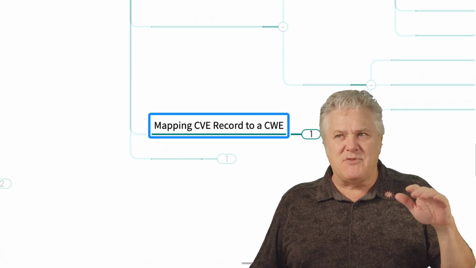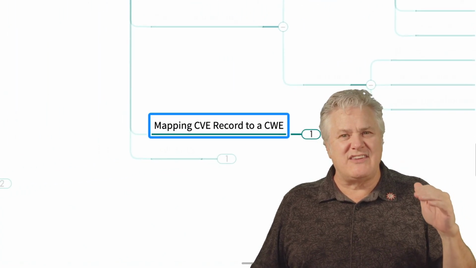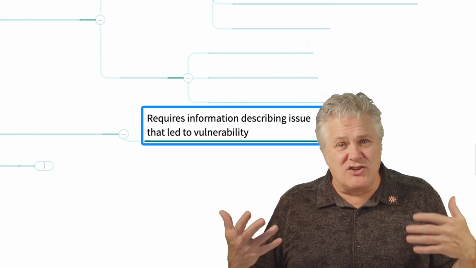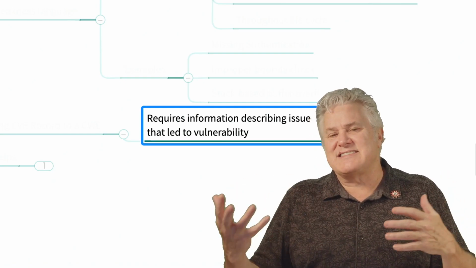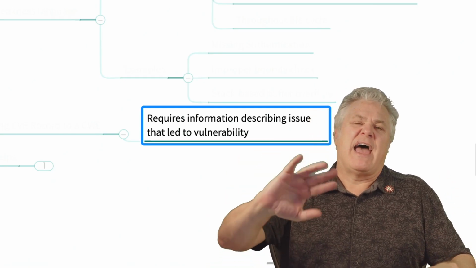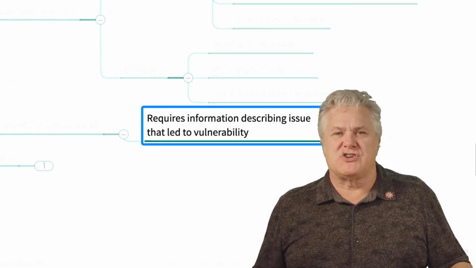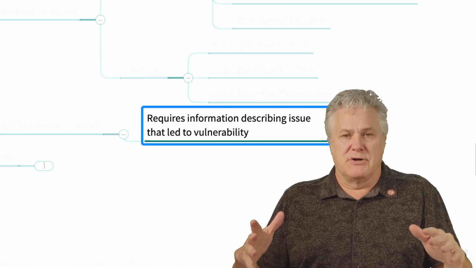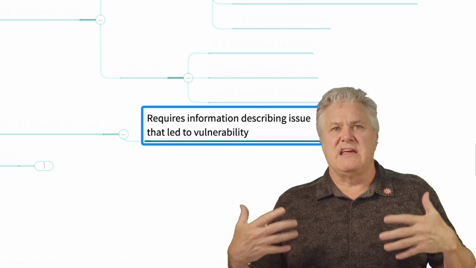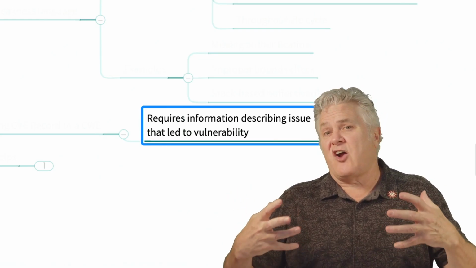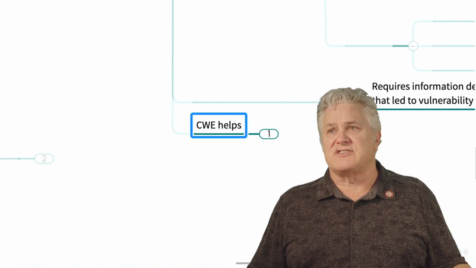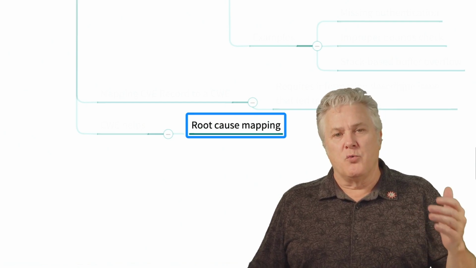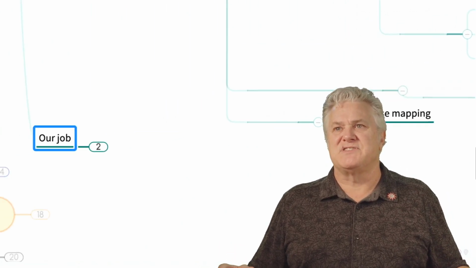Now, we want to map the CVE record to a CWE, and that requires information describing the issues that led to the vulnerability. So how did this thing happen? Most people say, hey, I just need to know that there's a problem with my SharePoint server, go to Microsoft, get my patch, deploy my patch, and that's it. But we should look at the vulnerability information, those data sources, and carry it forward to do a little bit of analysis. The CWE helps do root cause mapping, which will be important when we talk in the business section.